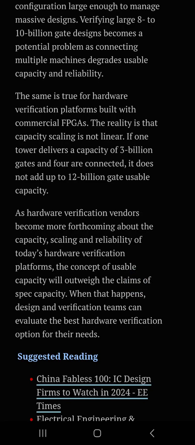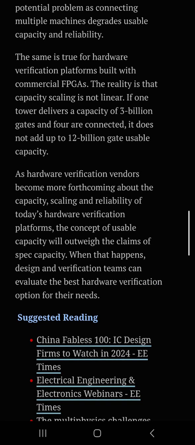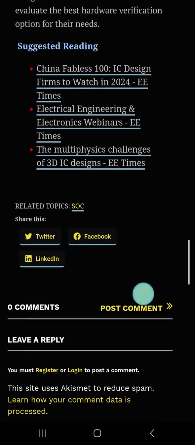As hardware verification vendors become more forthcoming about the capacity, scaling, and reliability of today's hardware verification platforms, the concept of usable capacity will outweigh the claims of spec capacity. When that happens, design verification teams can evaluate the performance of the hardware and evaluate the best hardware verification options for their needs.